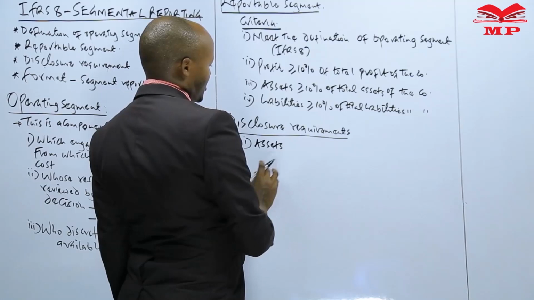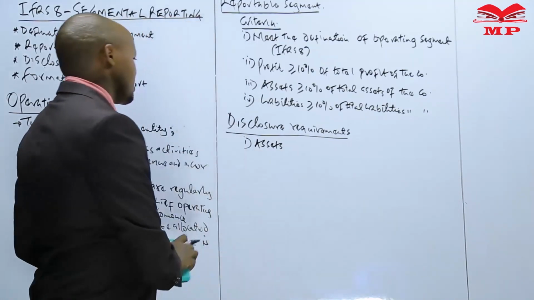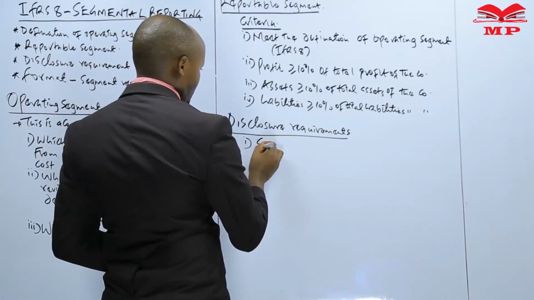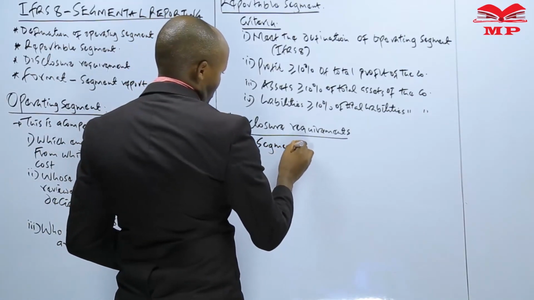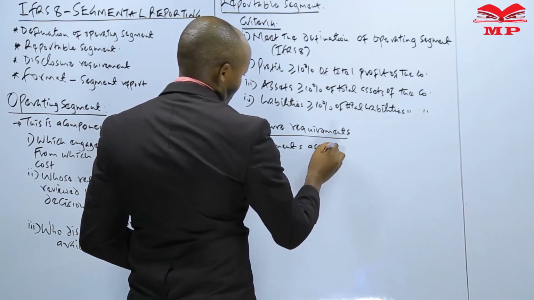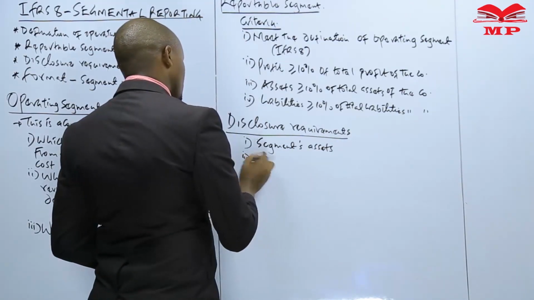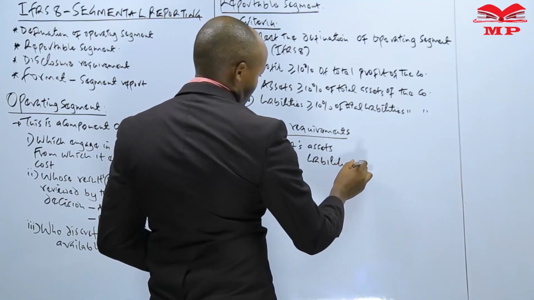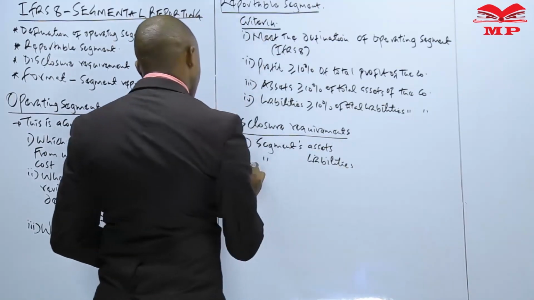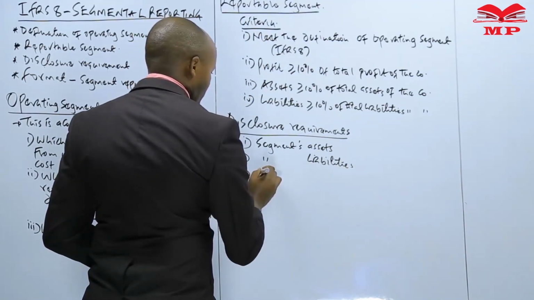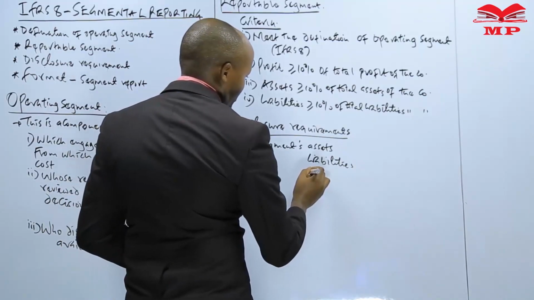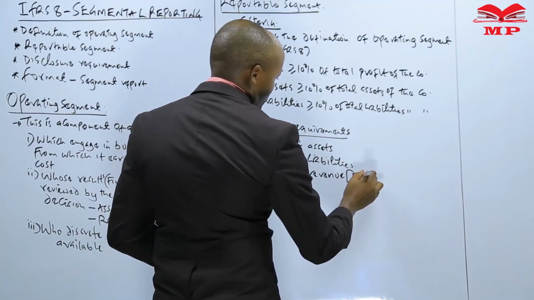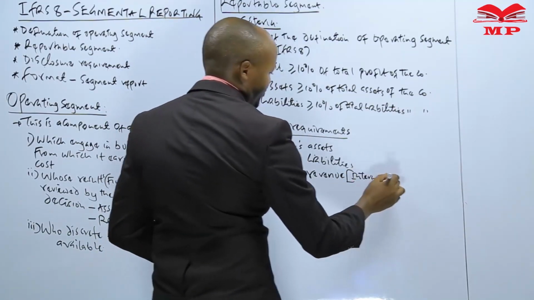the assets of the segment, or basically what we refer to as the segment assets. Number 2, an entity should also disclose information about the segment liabilities. Number 3 is the information about the segment revenue, both internal and external.